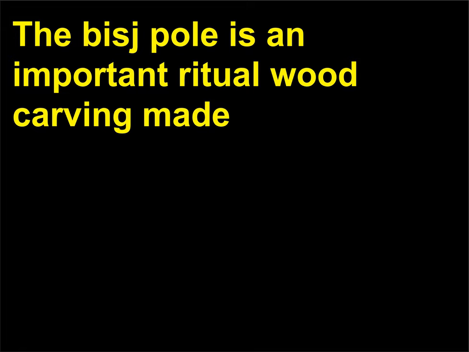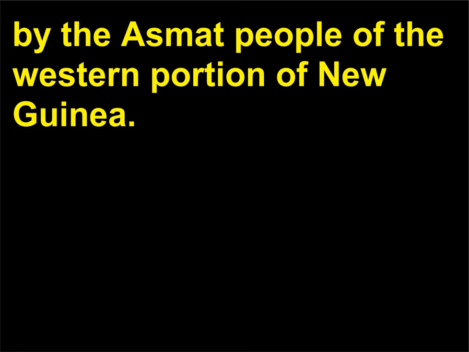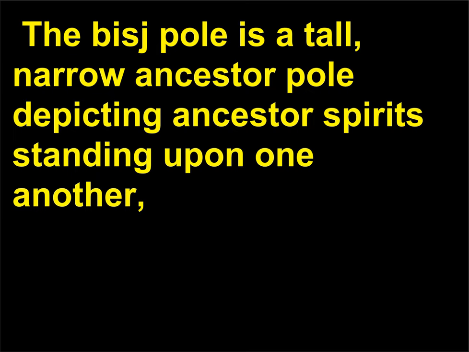The bisj pole is an important ritual wood carving made by the Asmat people of the western portion of New Guinea. The bisj pole is a tall, narrow ancestor pole depicting ancestor spirits standing upon one another, and can be approximately 20 feet high.